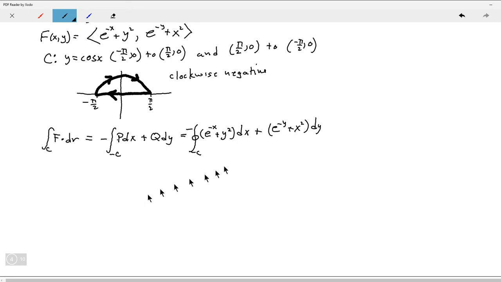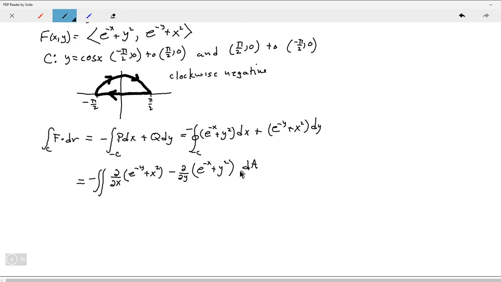Okay. All right, so to evaluate this now, I can apply Green's theorem because I have the integral going the right direction. So this is going to end up being negative double integral. I'll write it this way this time. I have to do d/dx of Q, so that is e to the negative y plus x squared, minus, because I always get that wrong, d/dy of P, which is e to the negative x plus y squared. And then this becomes dA over the area that's enclosed by the curve.